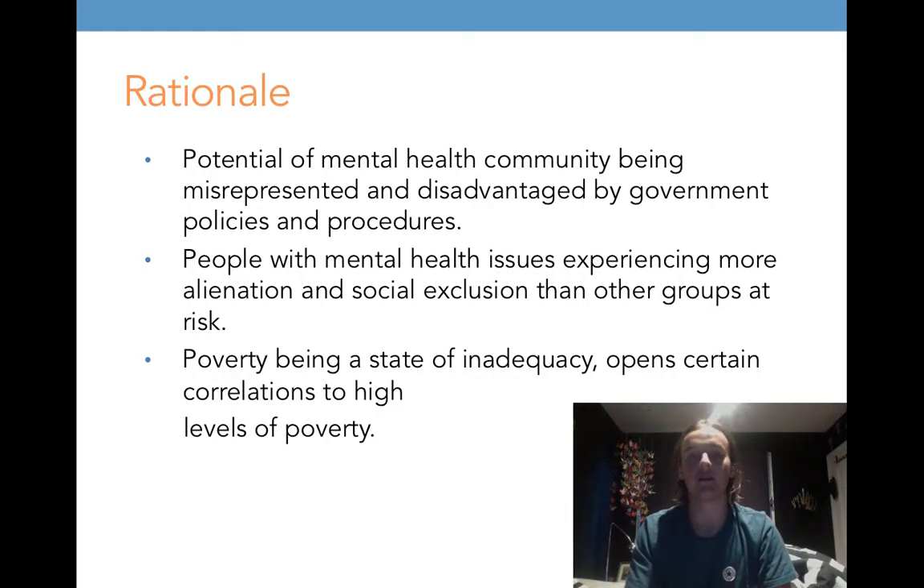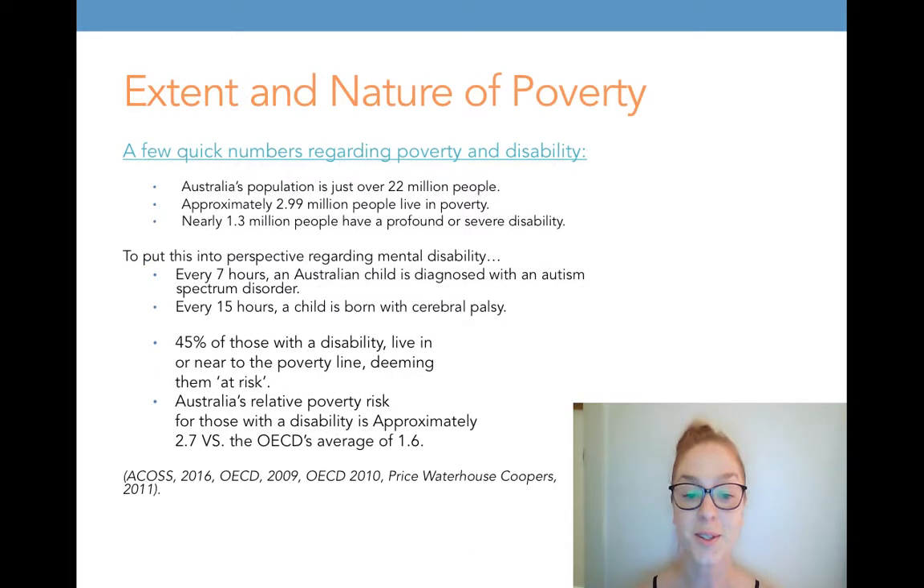With poverty being described as a state of inferiority or inadequacy, there is an obvious correlation linking people with mental illnesses to excessively high levels of poverty. About 4 million Australians, or 20% of the population, report as having a disability resulting from a health condition. There are 2.99 million people, or 13.3% of the population, living in poverty.